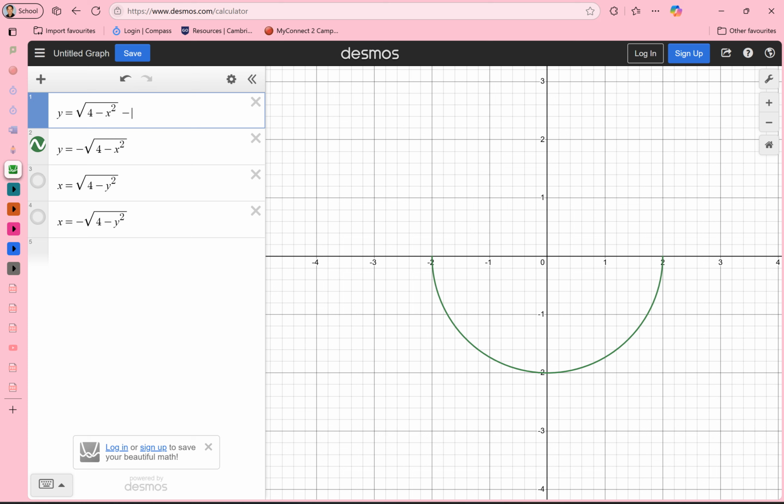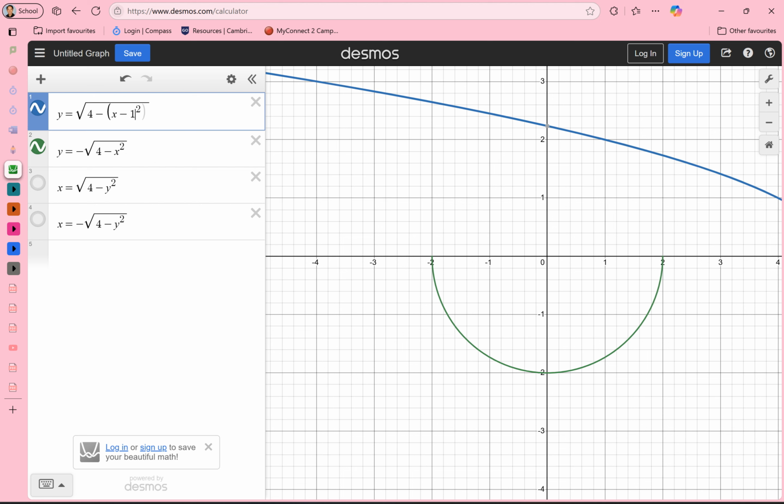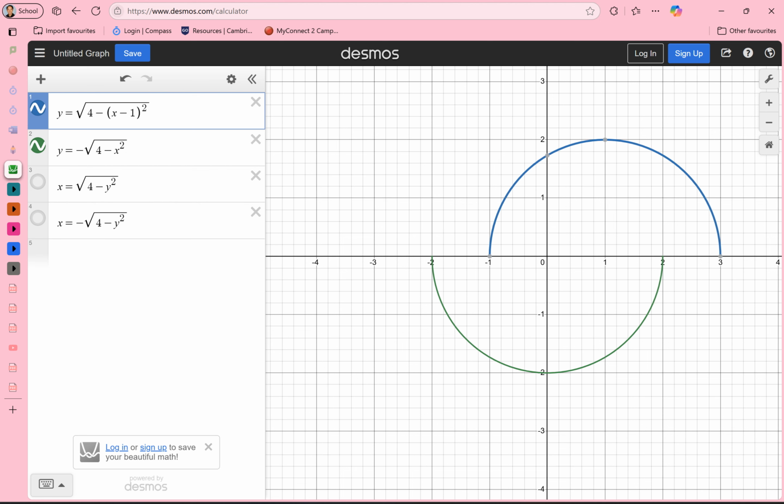Okay, so everything's still the same. If I want to move it left or right, change the x. So x minus 1, for example, will move it to the right. Can you see that? Everything's still the same. Whatever you do to the x, and what you add on, will then move it up or down. Make sense?